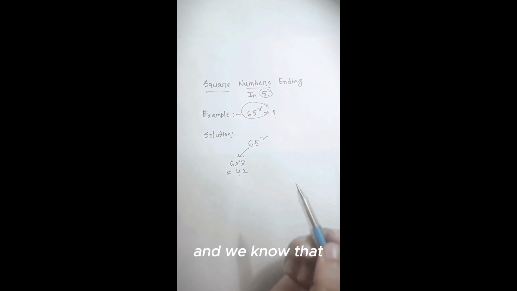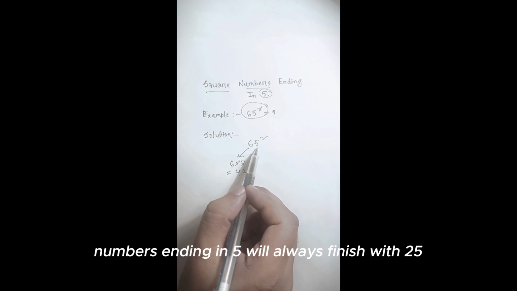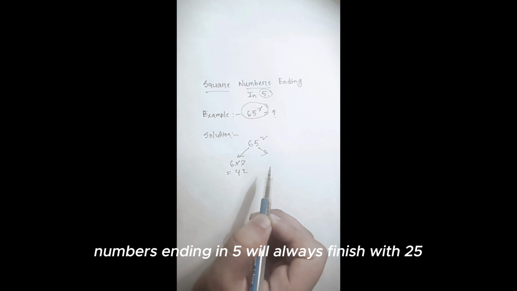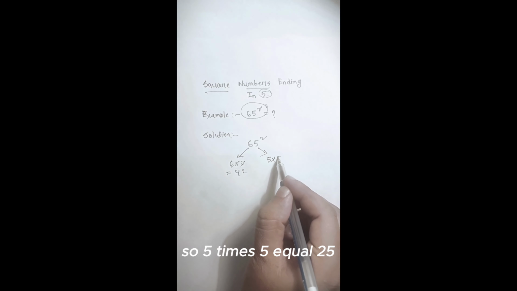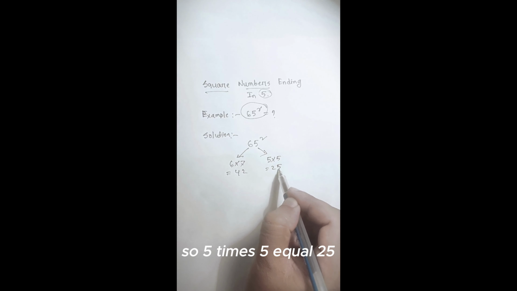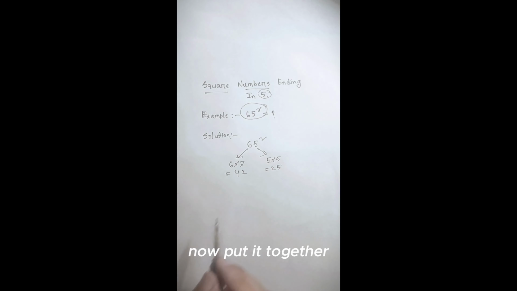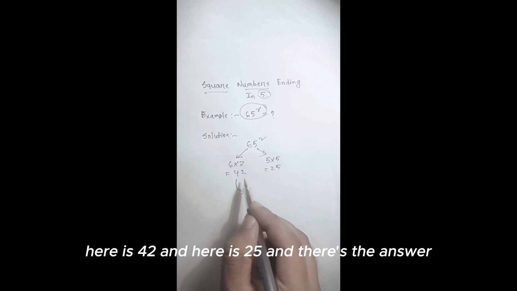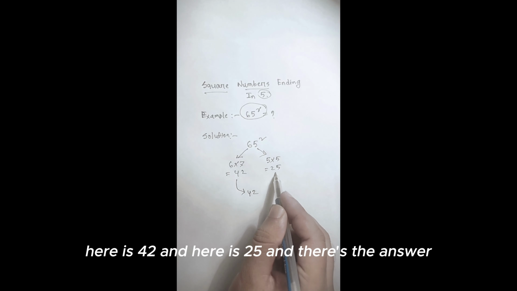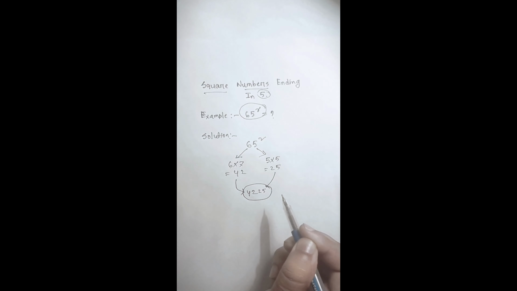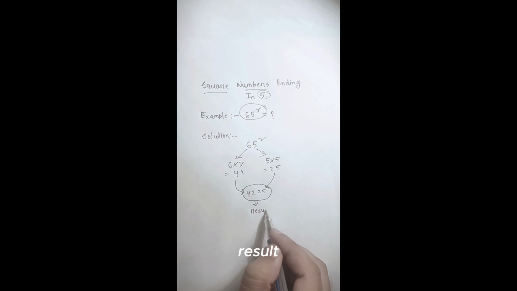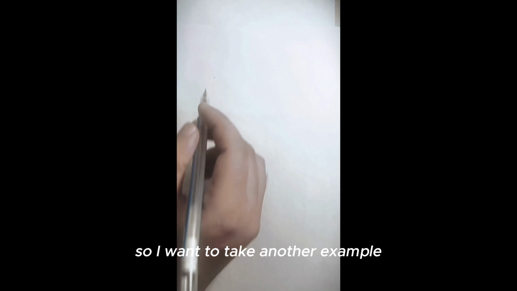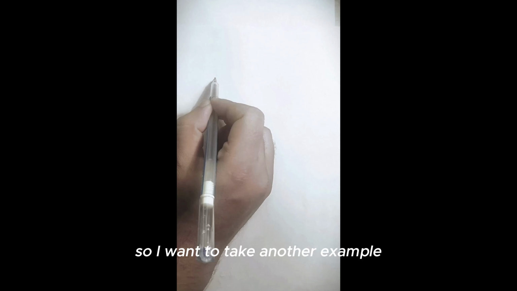And we know that numbers ending in 5 will always finish with 25. So 5 times 5 equal 25. Now put it together. Here is 42 and here is 25, and there's the answer. It's our result. So I want to take another example.